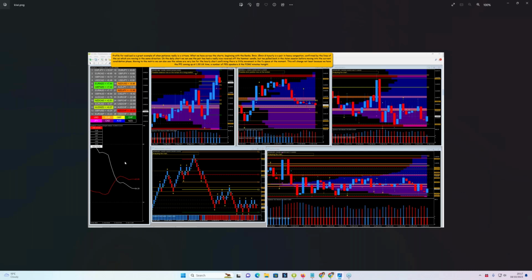This is also reflected in the currency strength indicator, because what these lines do, they represent the individual currencies. And this is what you don't want to see. When they're moving in the same direction, it tells you there's no divergence. Divergence is what we need in a currency pair.